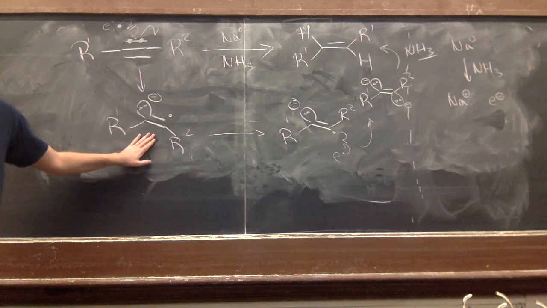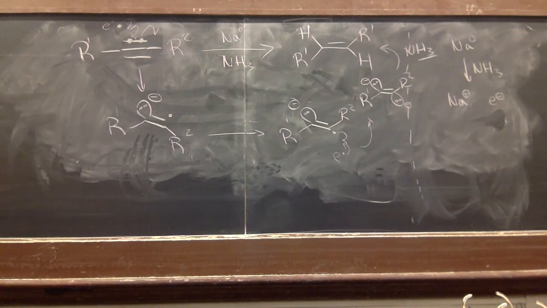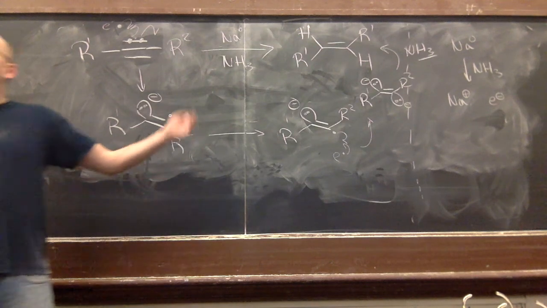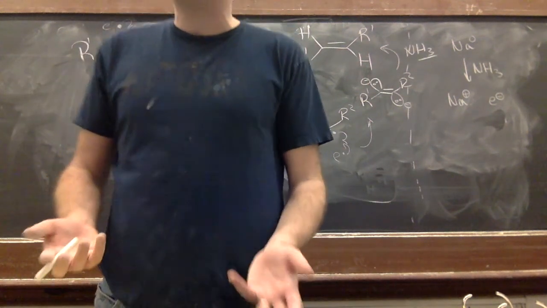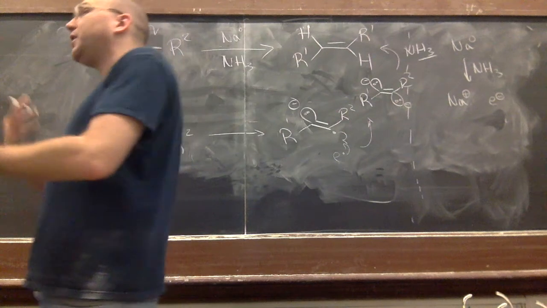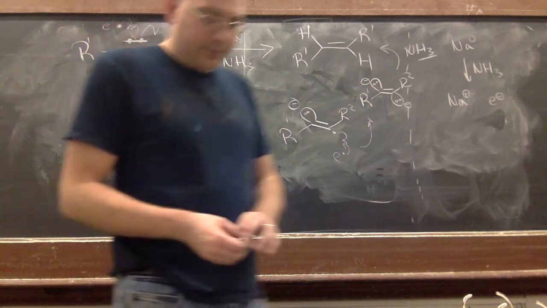And again, you should probably protonate here first. But the important point here, in the sodium amide reduction, is that when you generate this radical here, you can invert it. That allows you to go to the more thermodynamically stable trans species, which explains why the stereochemistry is what it is. Okay?